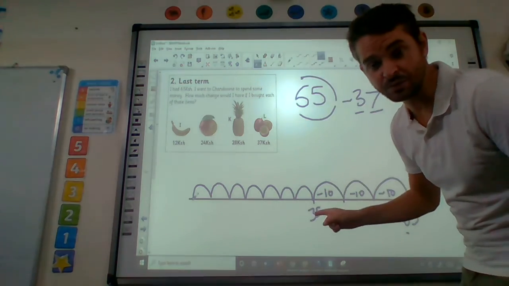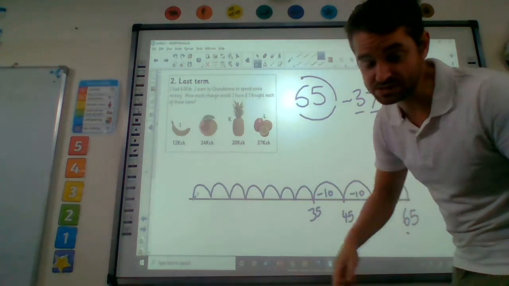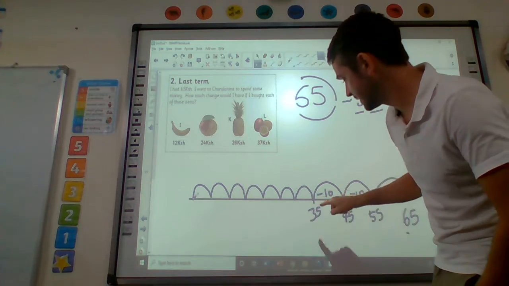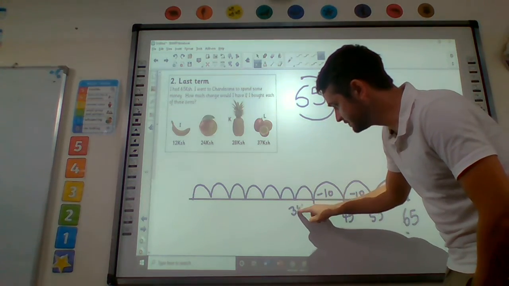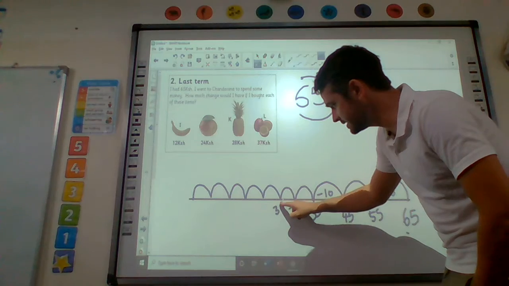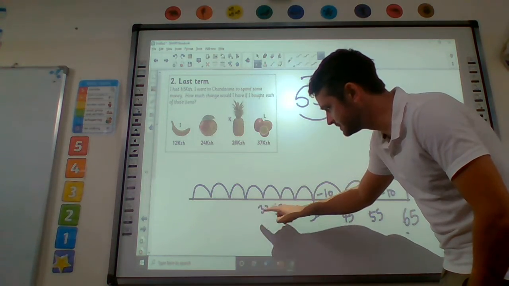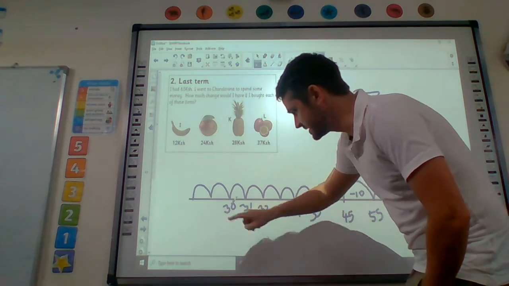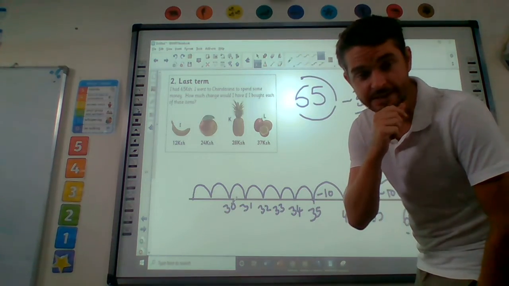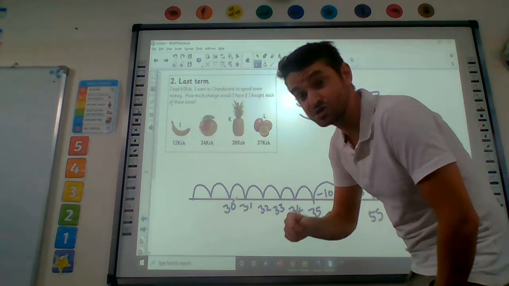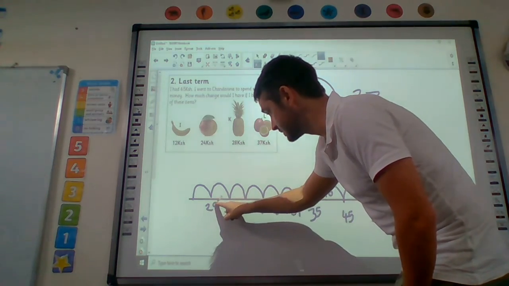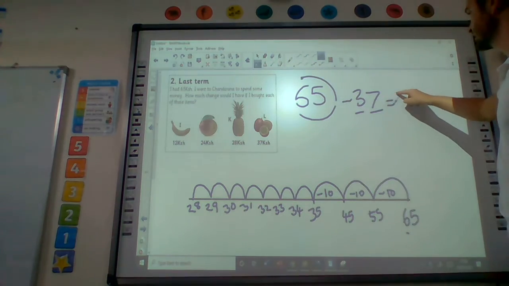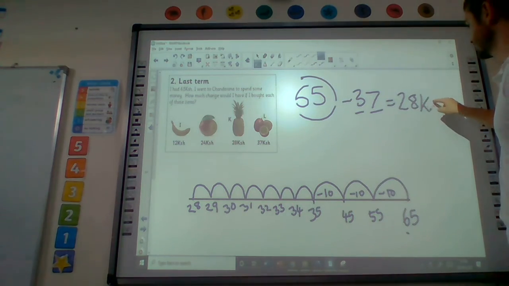Okay, we're going to have the same problem here when we have to count backwards across a 10. That's the tricky part. That's the bit we all need to be switched on for. 35, 34, 33, 32, 31, 30. What comes before 30? 29. Brilliant, well done. 29, 28. Our answer, 28 Kenyan shillings.